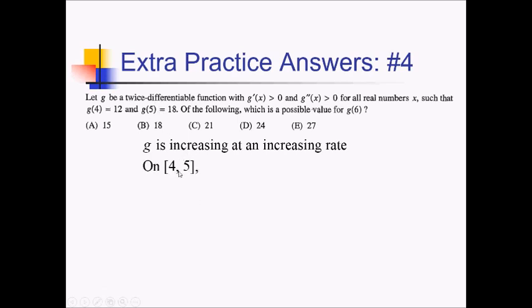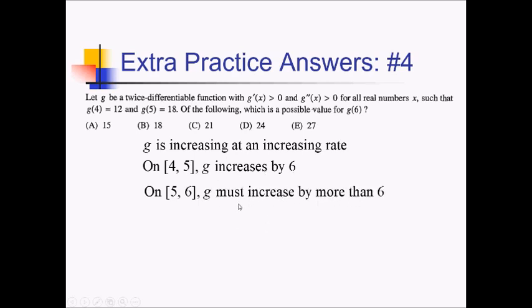So to write it down, on 4 to 5, we had a rate of change from 12 to 18, which was 6. We increased by 6. This means since we're increasing at an increasing rate, basically going up and speeding up the rate of increase, on 5 to 6, between our last known point and the one that we're trying to predict, g should increase by more than the last increase. It should increase by more than 6. So taking a look then, 6 more than 18 would be 24. So g of 6 needs to be more than 18 plus 6, more than 24. The only answer choice that's actually more than 24 is 27, choice E.